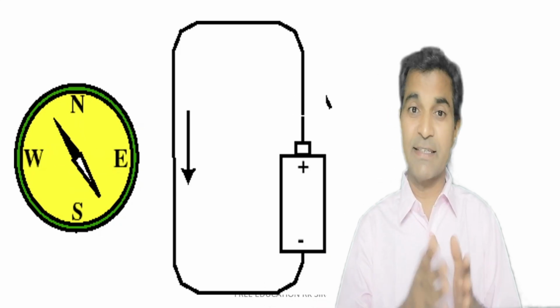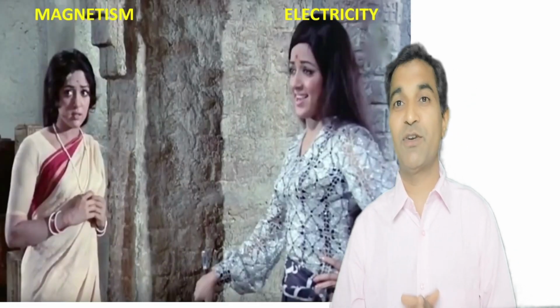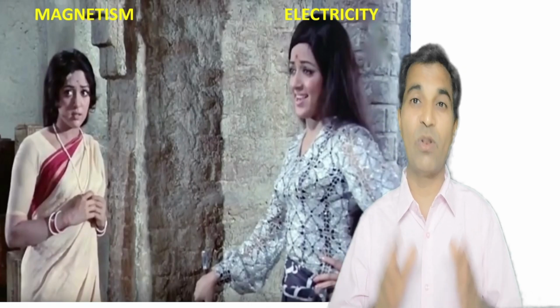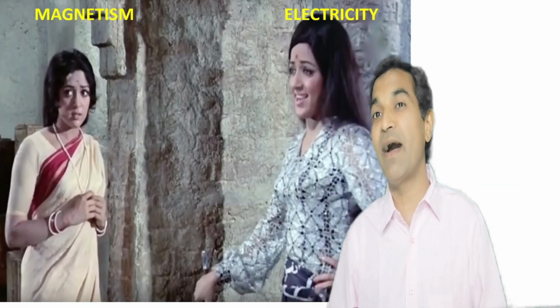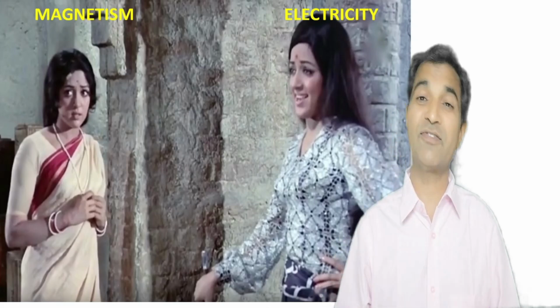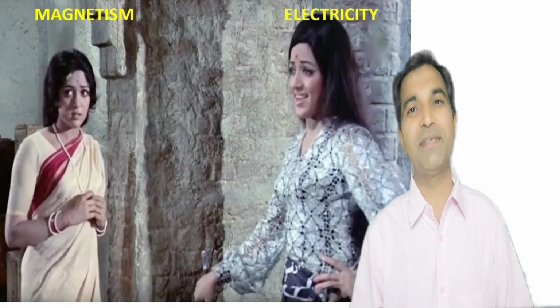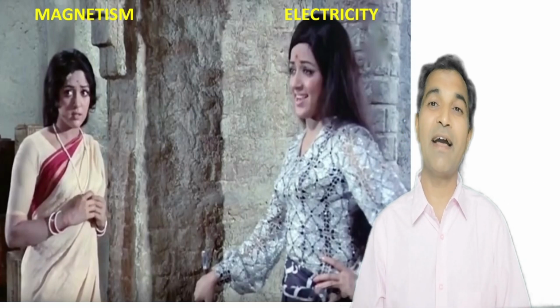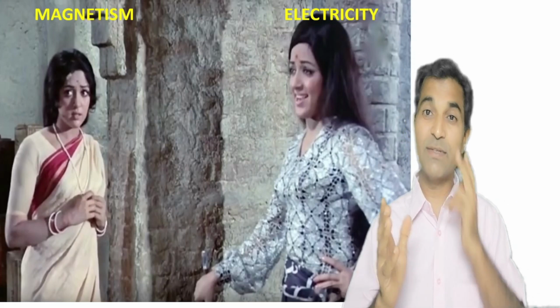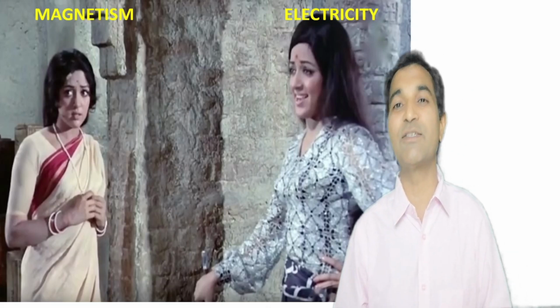magnetism, just like this Gita and Sita, the picture of Hema Malini which you might have seen or at least your grandpa might have seen. You may ask this question to your grandpa, Dadaji, who were Gita and Sita? Gita aur Sita was a Hema Malini picture. There was Hema Malini who did the role of Gita as well as Sita.